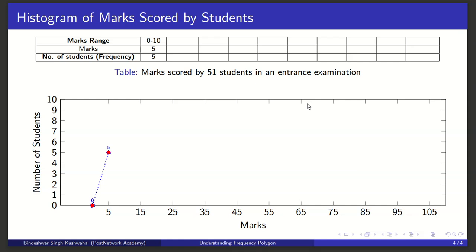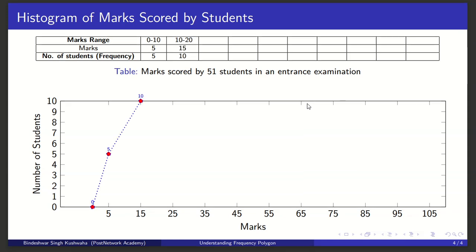So already I have connected at 0, 0 and at 5, 5. That means the midpoint is 5 and the frequency is 5, for the range 0 to 10. So you can see the red point. Now the next data point you will see.